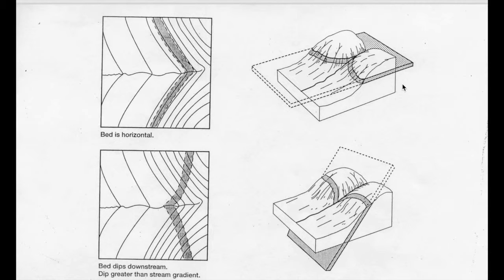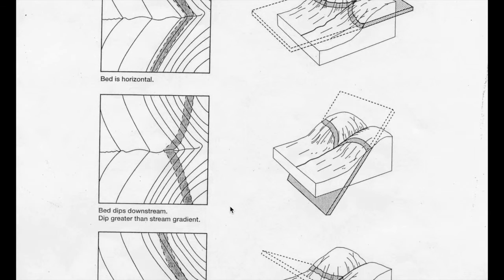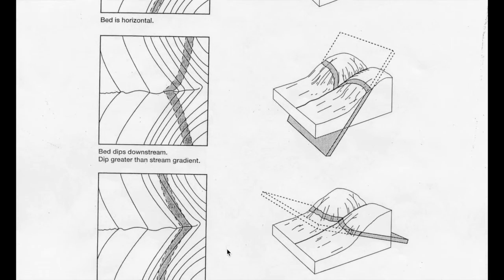a three-dimensional perspective of the same thing. So you can see that with this horizontal bed, it's not dipping. It makes a V shape, and the beds follow topography. We've talked about that before. That was in the Grand Canyon lab.